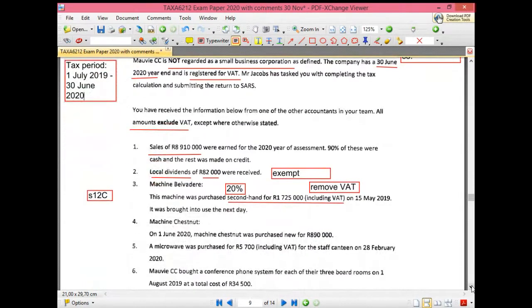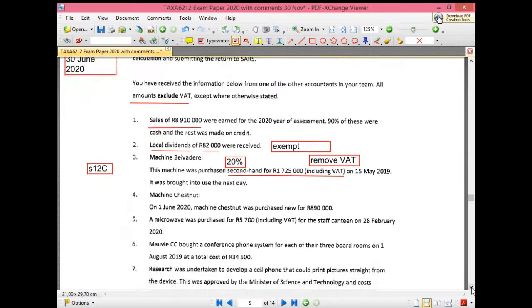So you will see that that machine was already purchased in the prior year. So this would be the second year we are deducting this. Now, because it's 20%, it would be exactly the same amount. Remember, for this section number 12C, we do not apportion it. So it doesn't matter how long I've used that asset during a period. I apply the full 20%, irrespective whether it's for a day or for a year. Okay. So we are going to apply the 20%.